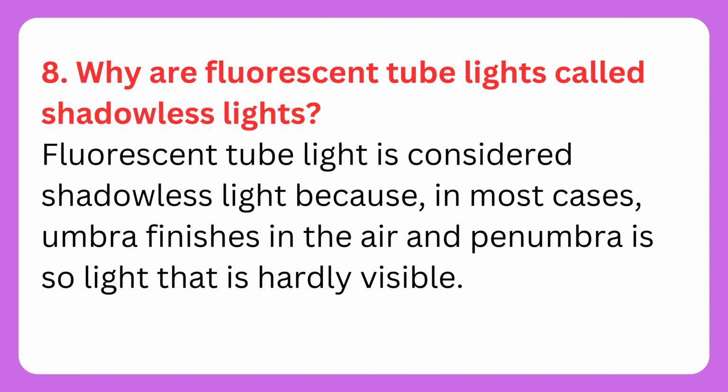Question 8. Why are fluorescent tube lights called shadowless lights? Fluorescent tube light is considered shadowless light because, in most cases, the umbra finishes in the air and the penumbra is so light that it is hardly visible.